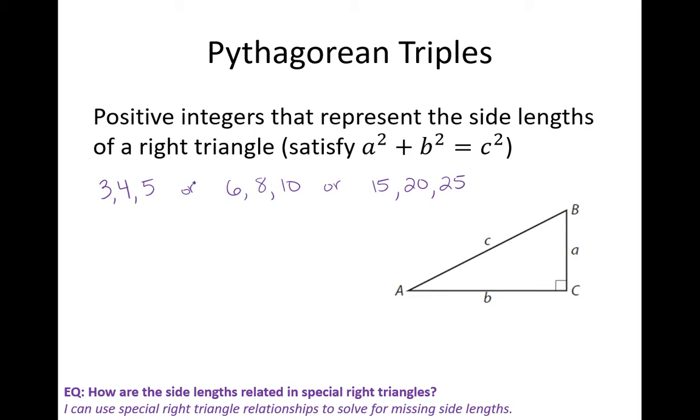So when you start to see those patterns, it can be helpful, so you don't actually have to do the Pythagorean theorem. You can just say, oh, the missing one has to be this number because it follows this pattern.